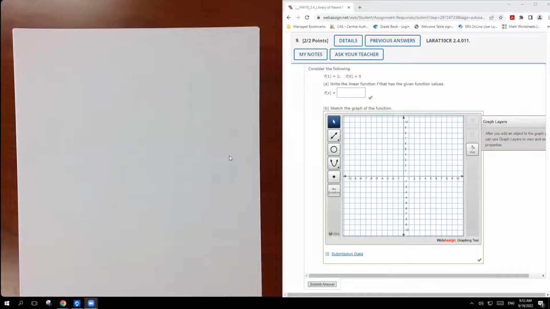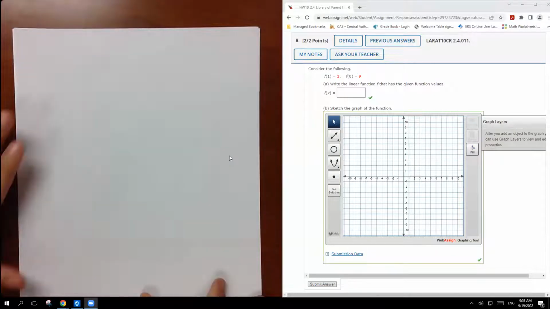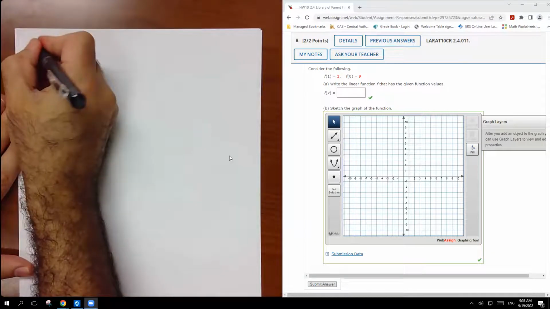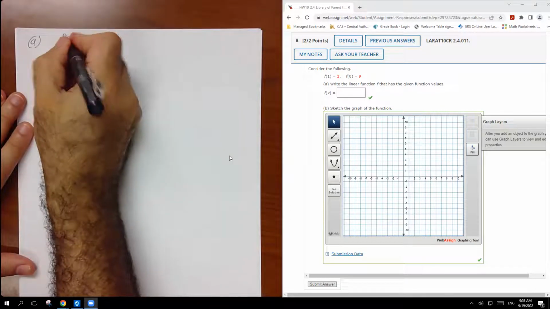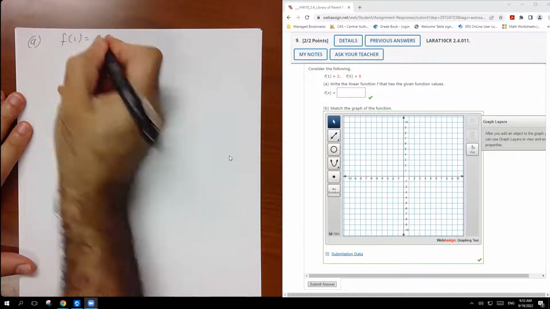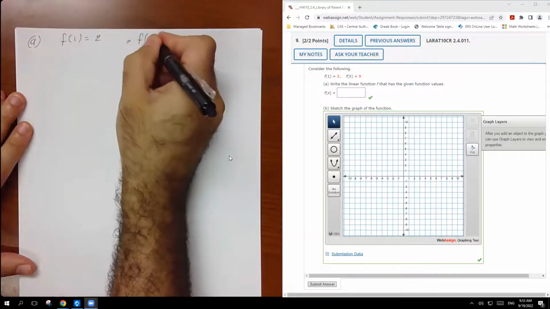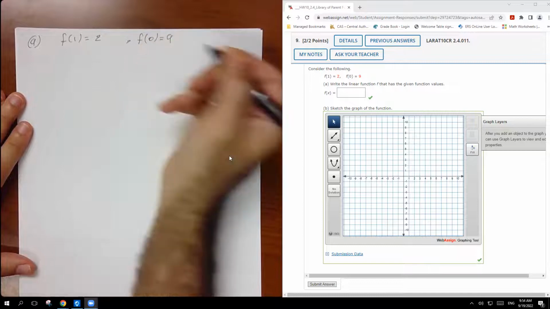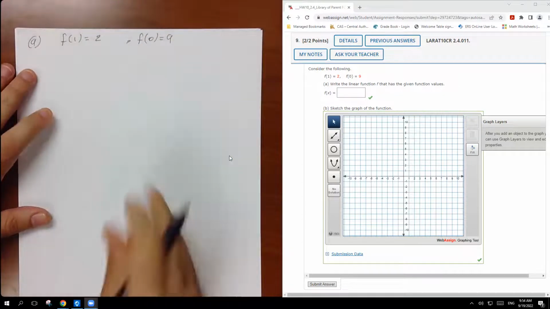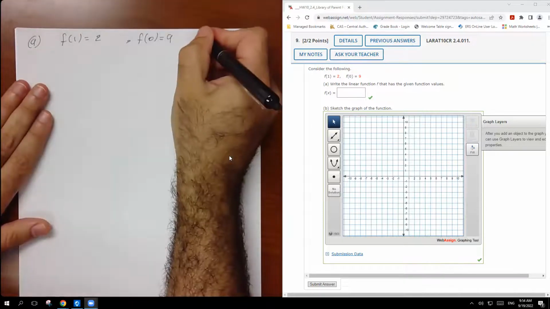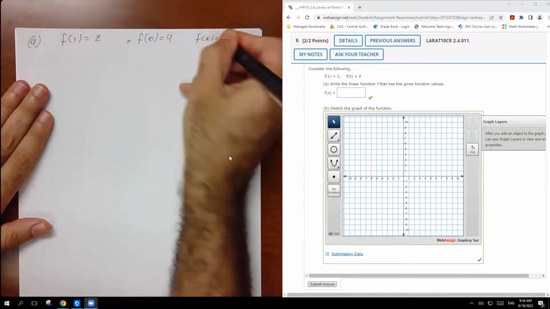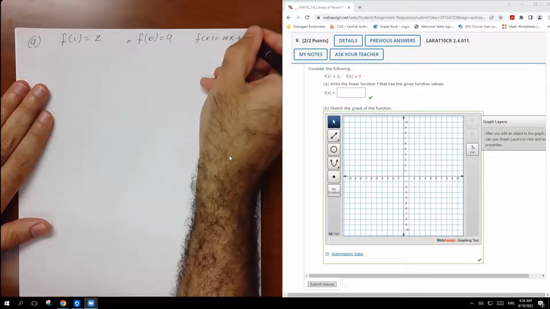So for example 9, this is a different type of question. We need to find the linear function. And if you check that, we have f of 1 equal 2, and we have f of 0 equal 9. And we already know what the graph of the linear function looks like, f of x equal ax plus b.